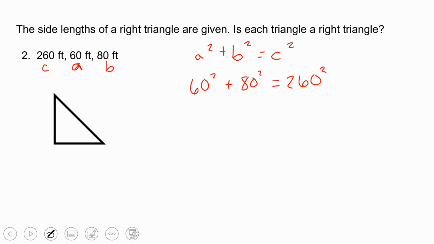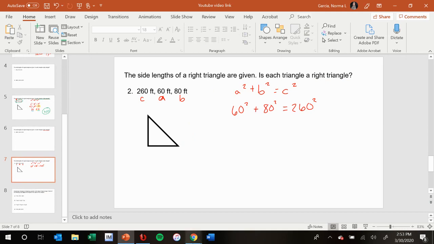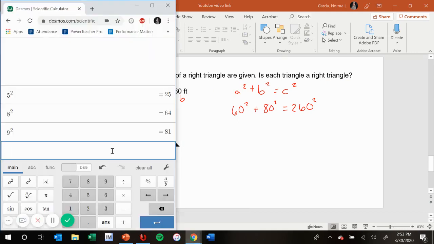So for this one, I'm going to do this just a little bit different. I'm still going to use my decimals calculator. But now what I'm going to do is I'm going to type in just this part. Not the equal sign, but just the 60 squared plus 80 squared. And I can see that that gives me 10,000. Now I'm going to type in whatever's on the right side of the equal sign. So the 260 squared.